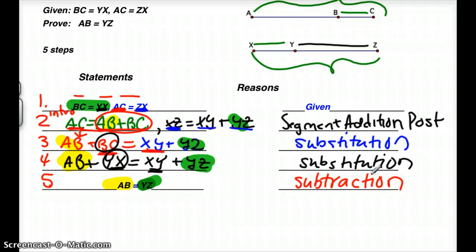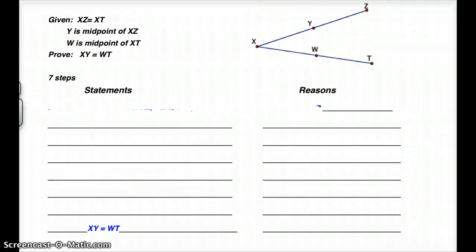All right, let's take a look at our last proof. We're given XZ, so we're given that whole entire line, and XT, the whole entire bottom line, and we're given 2 midpoints. Y is the midpoint of XZ, and W is the midpoint of XT. And then our goal is to prove that the little pieces, XY and WT, are equal.